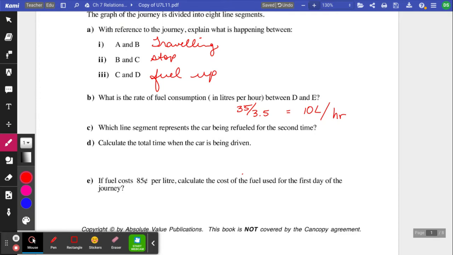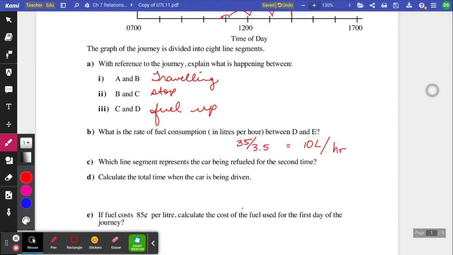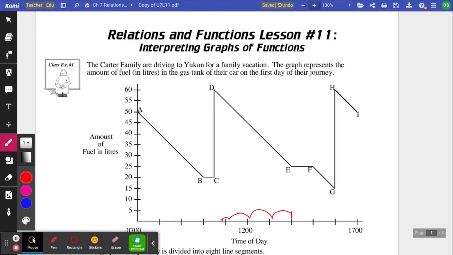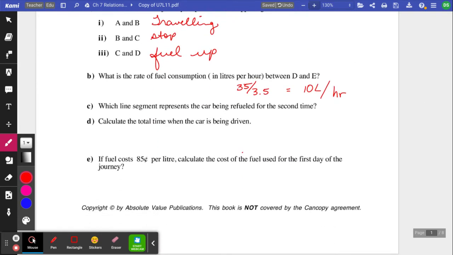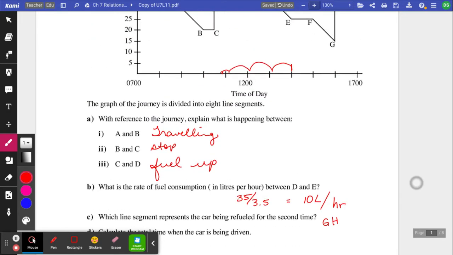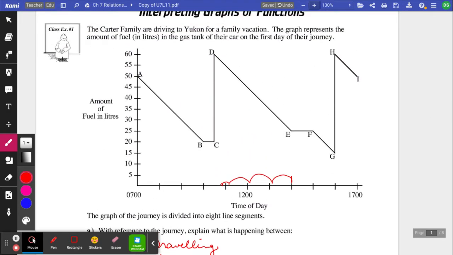What line segment represents the car being refueled for the second time? G to H, we're all good? And it says calculate the total time when the car is actually being driven. The total time the car is being driven. So what would you have to figure out?